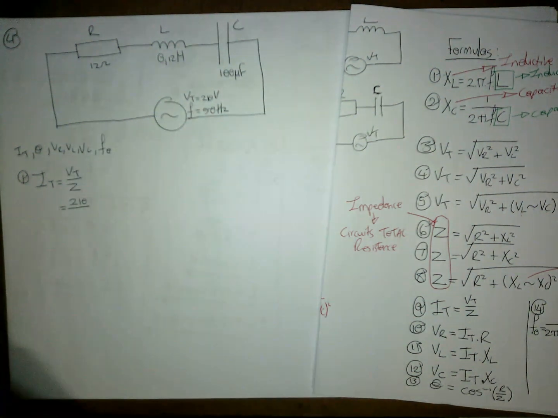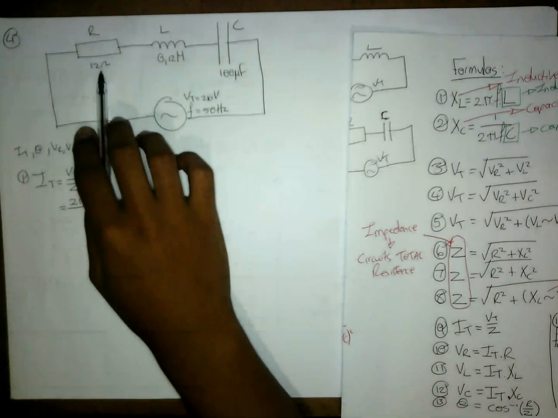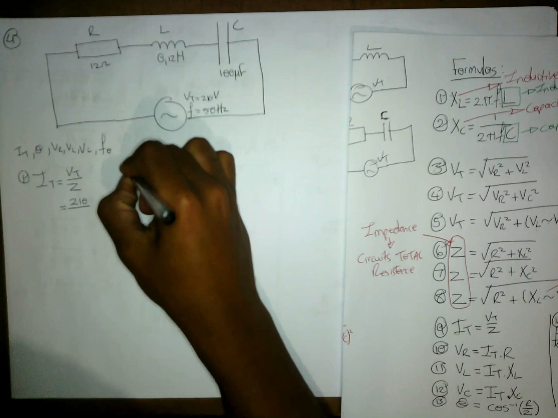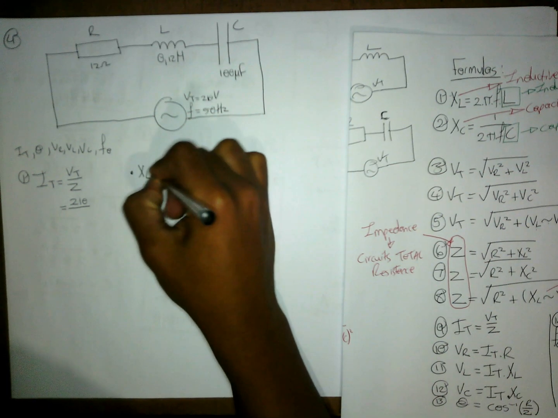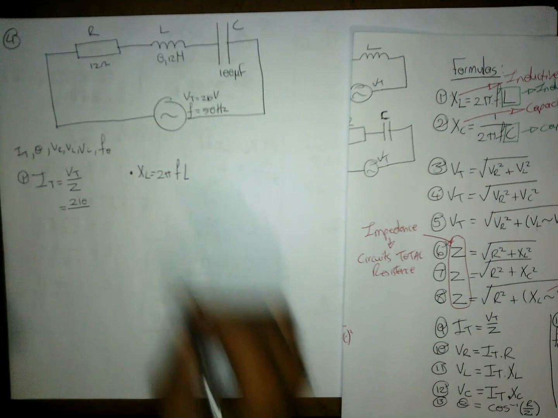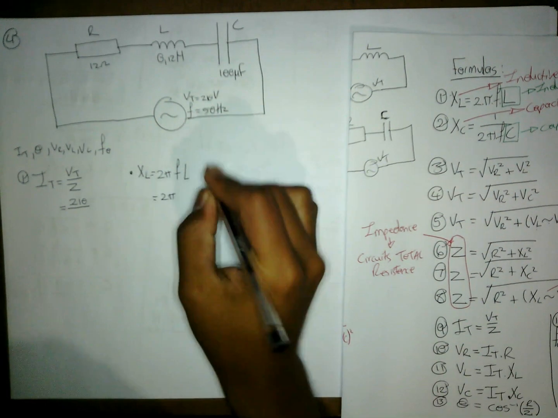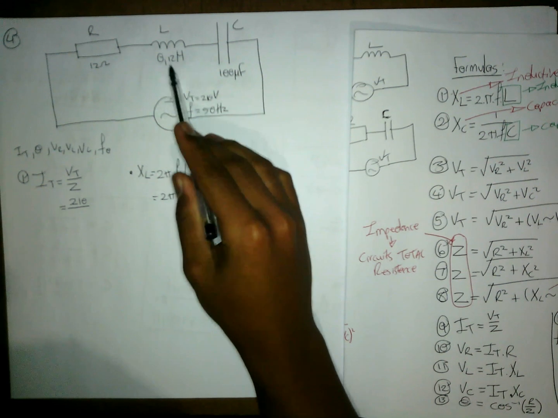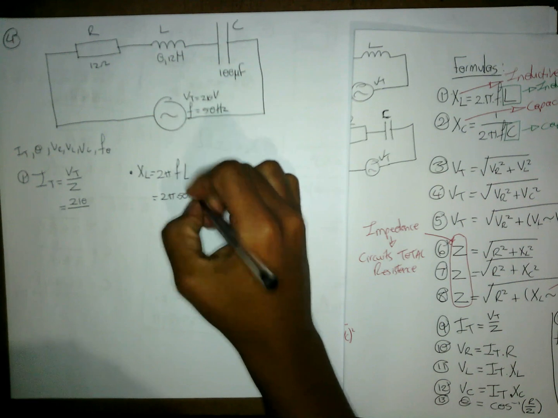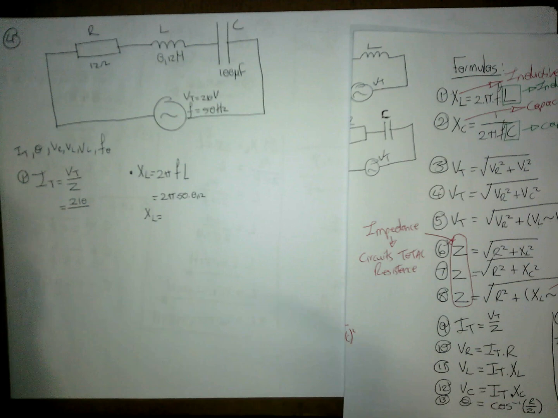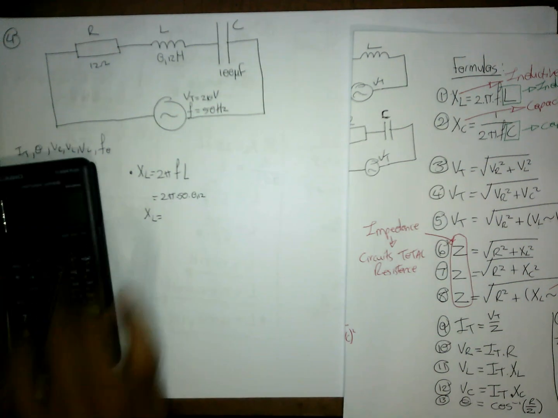So we need to get this now. We need to now calculate this. So we have our R. Now we need to get our inductive reactance. So our XL equals 2 pi FL, like that. Then we substitute our frequency of 50 Hertz, our inductance value, which is 0.12. What answer do we get? I got 12.